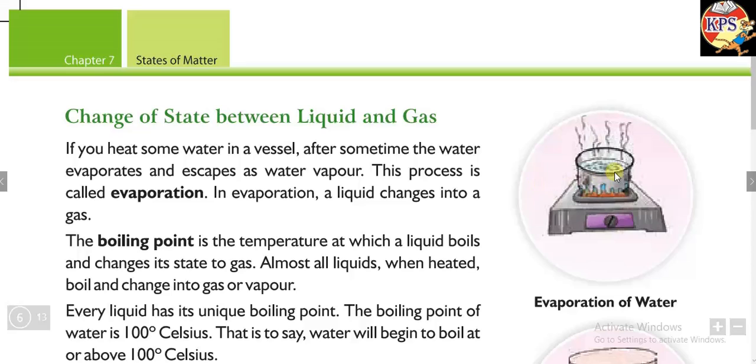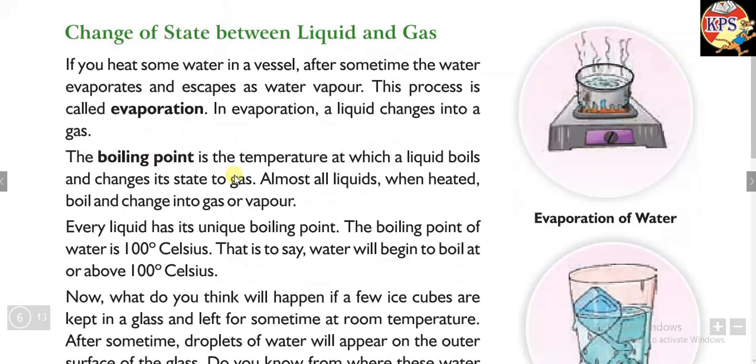So suppose you are heating water in a vessel, and now it will change into water vapor. At a particular temperature, it will start changing from the liquid state to the gaseous state. So the boiling point is the temperature at which a liquid boils and changes its state to gas. In our previous video we were talking about the melting point of a particular object. Now in this video we are going to talk about the boiling point.